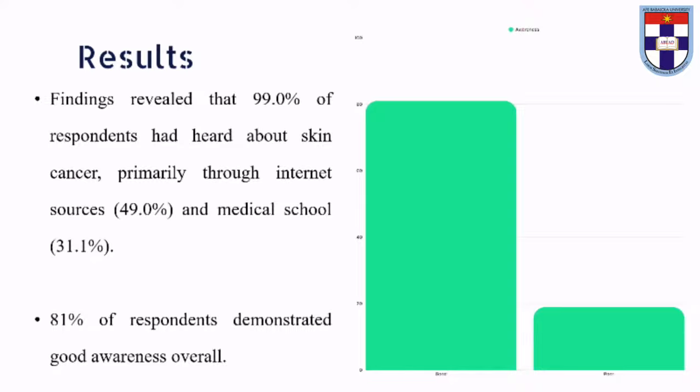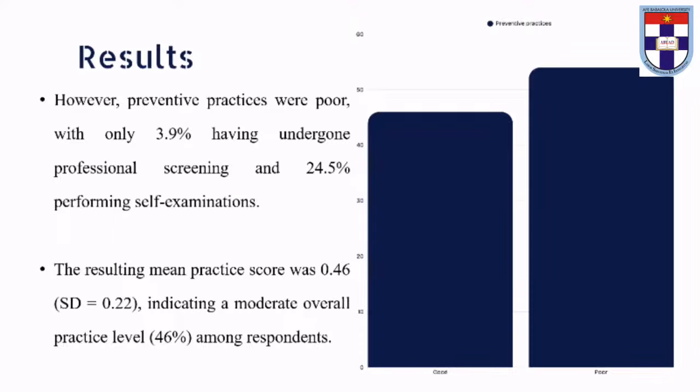So under awareness, which was the second section in the questionnaire, most students have a high level of awareness. Of course, they know what skin cancer is. They got most of their information from social media and medical school. They know the types of skin cancer, where it affects, and their awareness level was high, at a result of 81%. But the preventive practices were significantly poor.